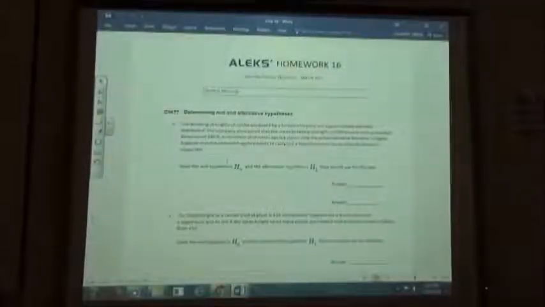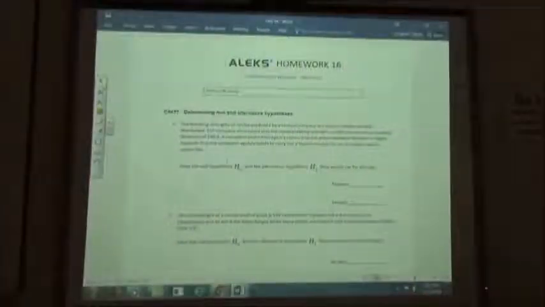All right, so we are on homework 16, which is the beginning of chapter 8, which is going to all be about hypothesis testing and probably really why you do statistics, at least if you're in behavioral sciences. First thing they're going to talk about is determining the null and the alternative hypothesis. There's always two cases that you could have to any problem.